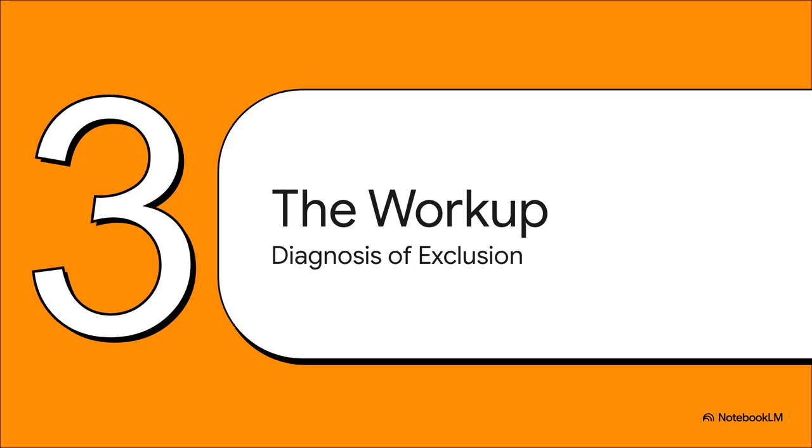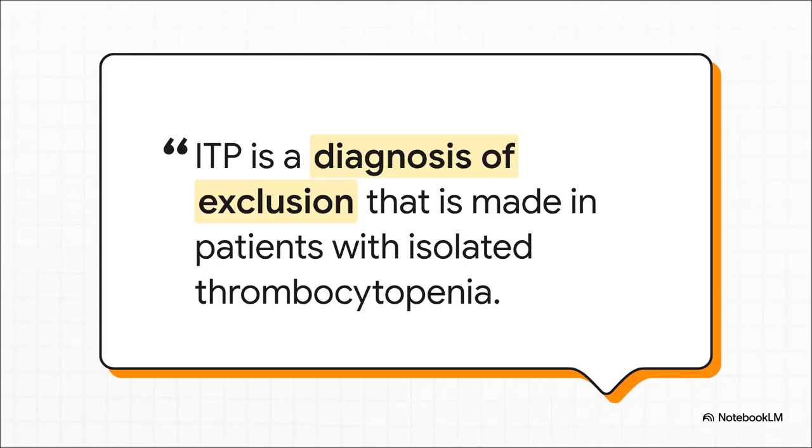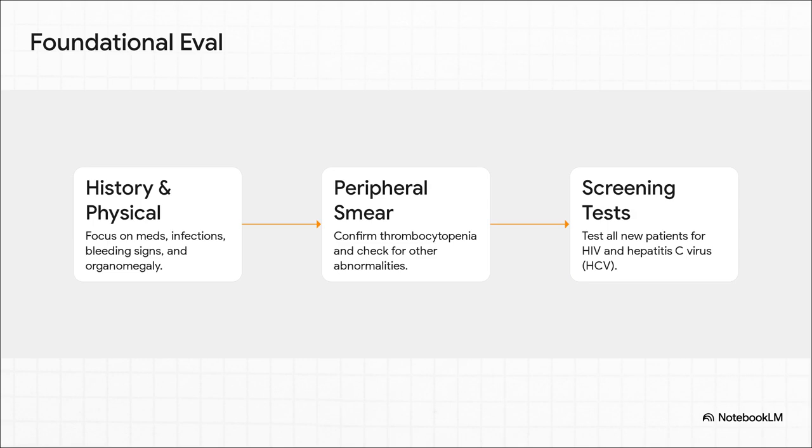How do we actually diagnose ITP? Well, it all comes down to one single critical principle. This is it. If you remember one thing from this whole explainer, make it this. There is no blood test that screams, "This is ITP." You make the diagnosis by being a good detective, by systematically and confidently ruling out everything else that could be causing those low platelets.